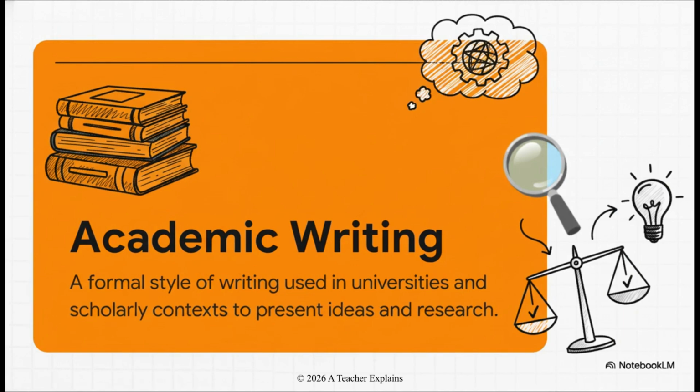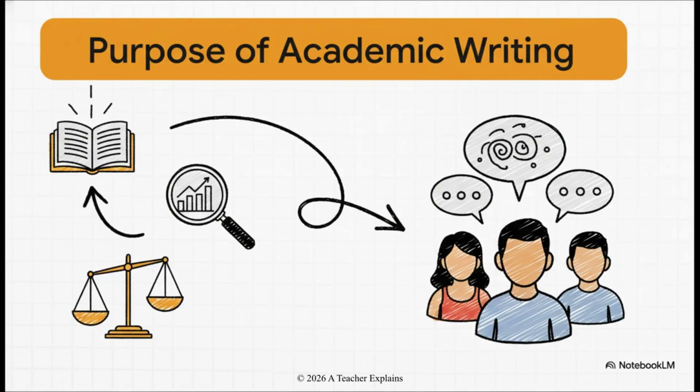Okay, so first things first, what is academic writing? At its heart, it's the formal style you'll find in universities and research papers. But here's the thing people often get wrong. It's not about using a bunch of big, complicated words just to sound smart. Not at all. It's actually a method for communicating complex ideas as clearly and logically as possible so that everything is organized and credible.